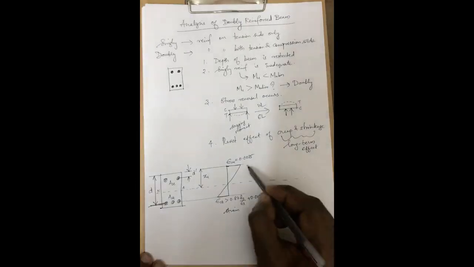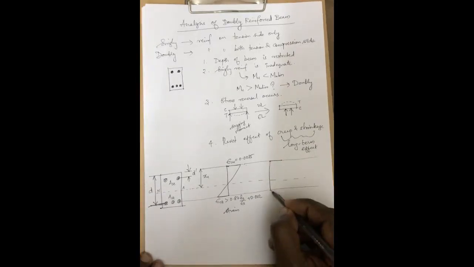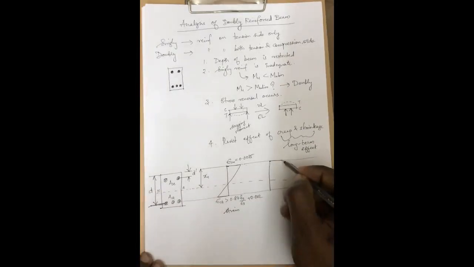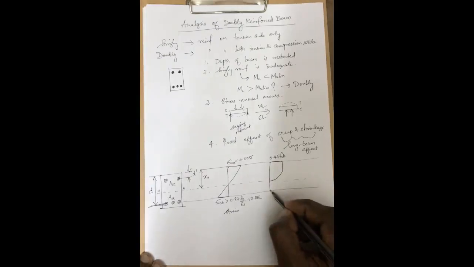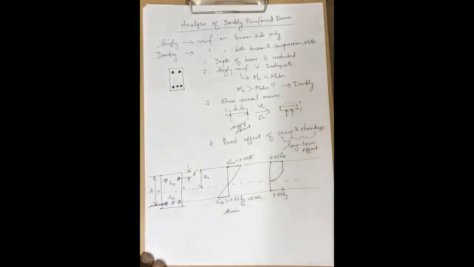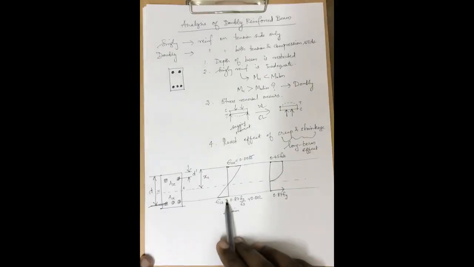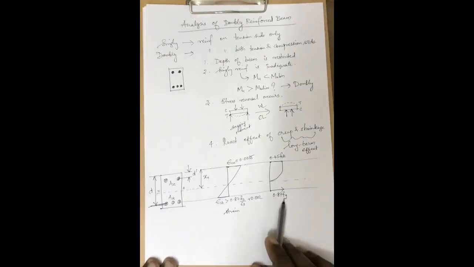Now we are going to the stress distribution diagram. On the compression side, the concrete experiences the maximum stress equal to 0.45 FCK. And what about the steel on the tension side? It experiences a stress of 0.87 Fy, because due to the under reinforced section, the steel has already yielded on the tension side. But this is not over.